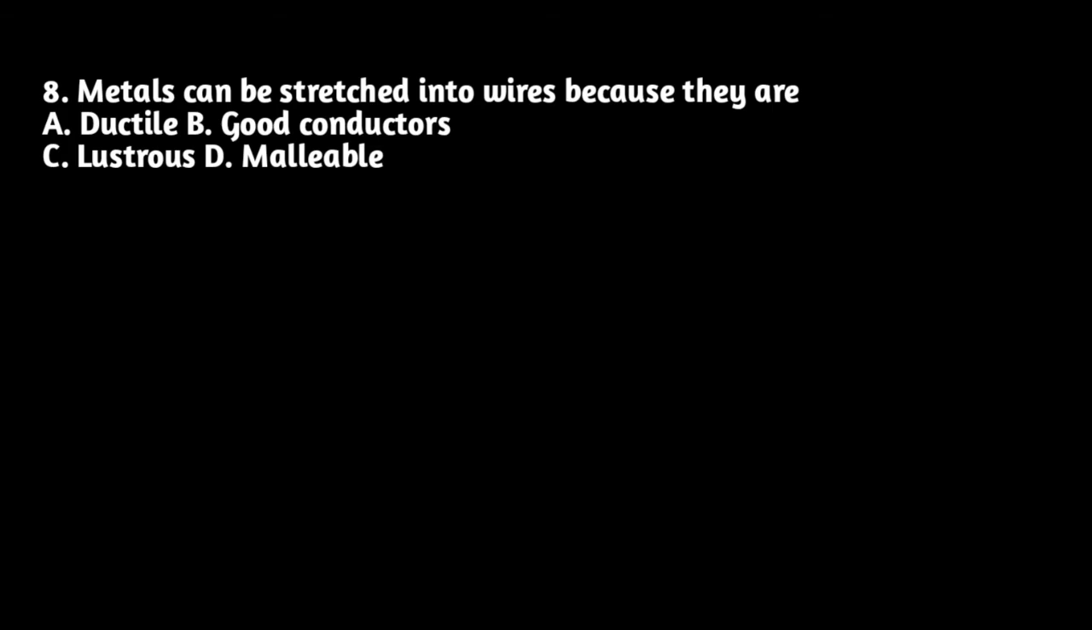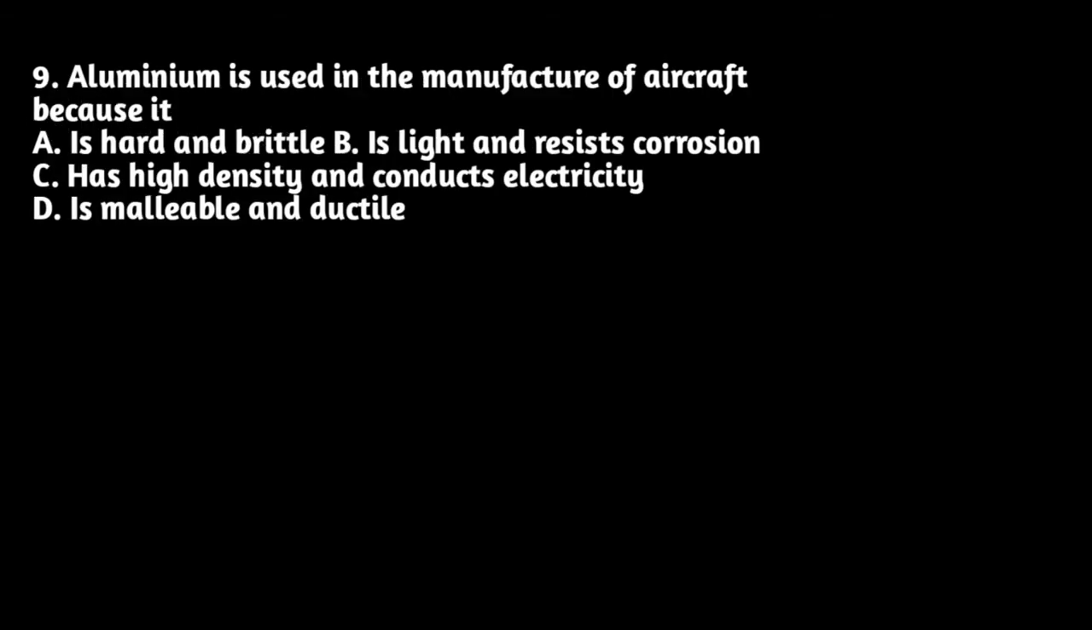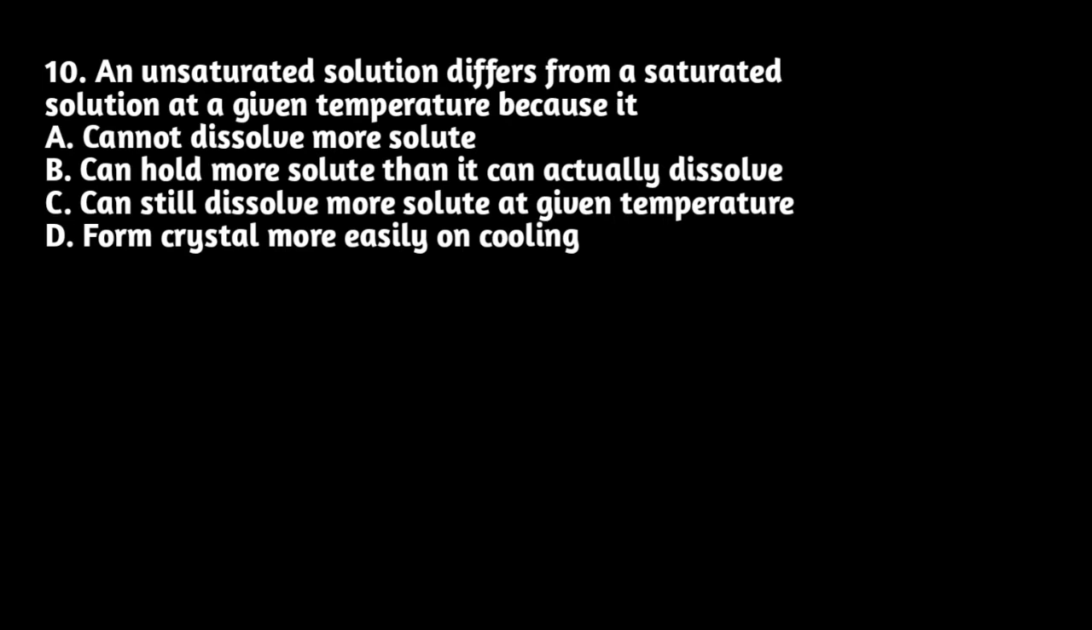Question number 9. Aluminium is used in the manufacture of aircraft because it is light and resists corrosion. Question number 10. An unsaturated solution differs from a saturated solution at a given temperature because, let's look at the options. A, cannot dissolve more solute. Unsaturated solution can dissolve more solute. Therefore, that's not the difference.